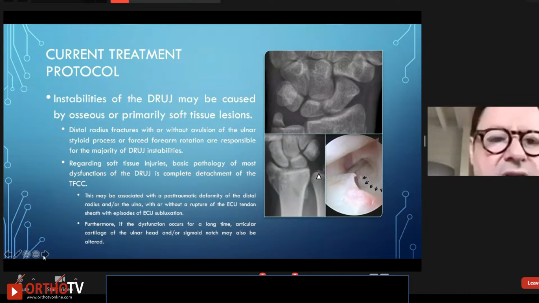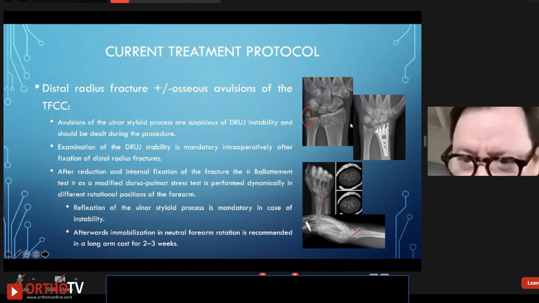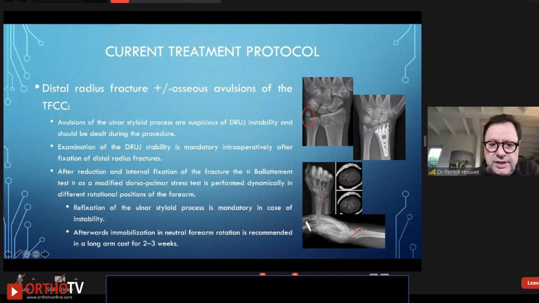So distal radius fracture plus or minus osseous avulsion of the TFCC is the first part. These are different pictures with and without reparation. Avulsion of the ulnar styloid process is suspicious of joint instability and should be dealt with during the procedure. Examination of the joint stability is mandatory during the surgery after fixation of the distal radius fractures.